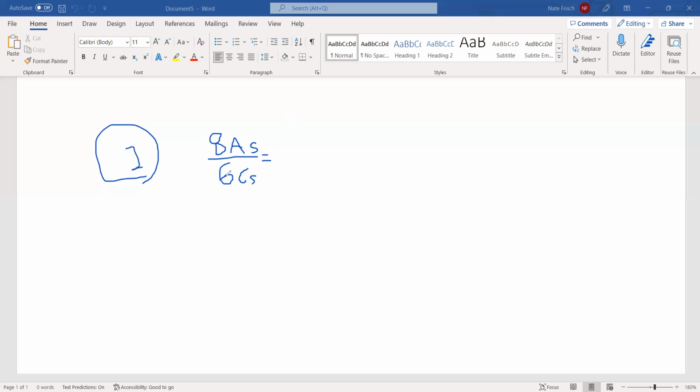So 8 to 6, I could simplify that down to 4 and 3. Another important thing with ratios is you want to list them in the order they're asked. So if they ask for A's first, we list A's first. If they ask for C's first, we list C's first.